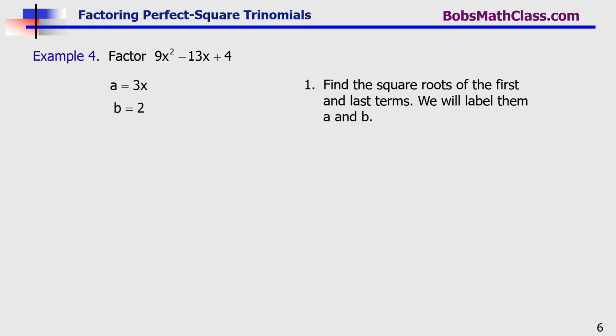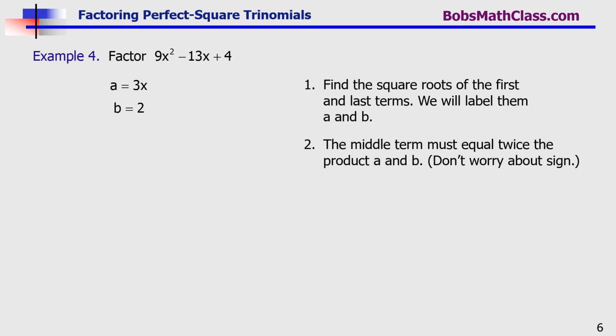Second part of the condition is to multiply 2 times a times b. That's 2 times 3x times 2. What does that equal? 12x. Is that the middle term? No, it's not, right? That means it's not a perfect square trinomial. We cannot use our formulas.